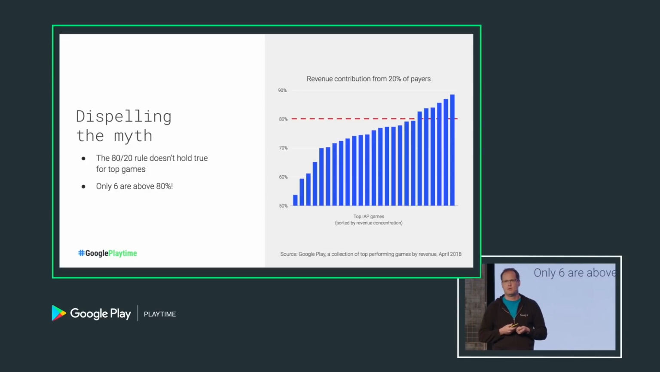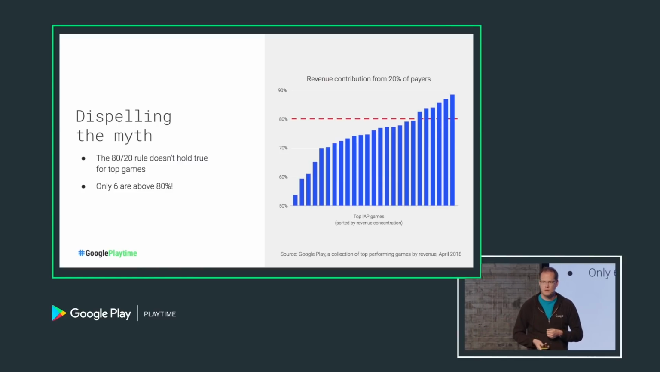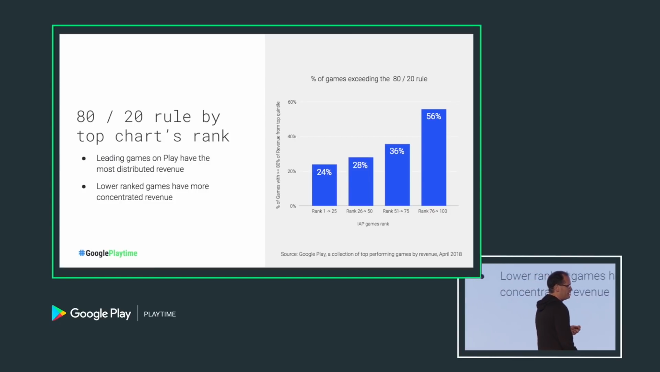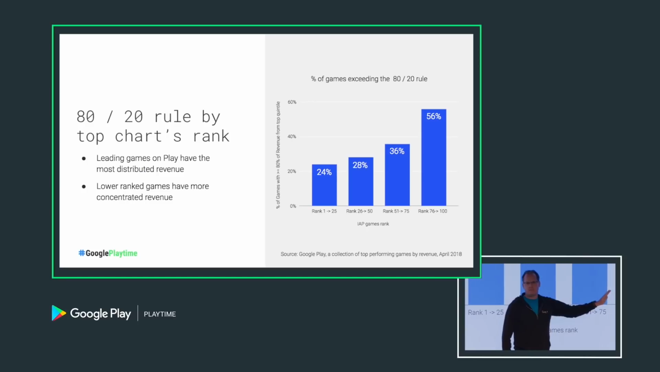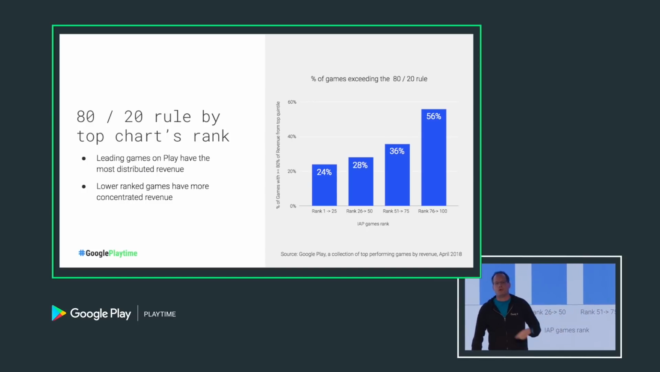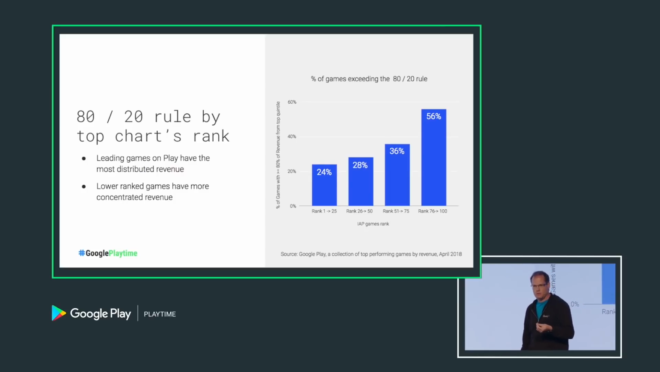These top games are getting money from a much more diverse range of players. And I really want to drive that home. Because what we're looking at here is the top 100 games in the month of April. And what you can actually see is, the further down the top charts you go, the more reliant these games are on their top 20% of payers. It's important to think about.